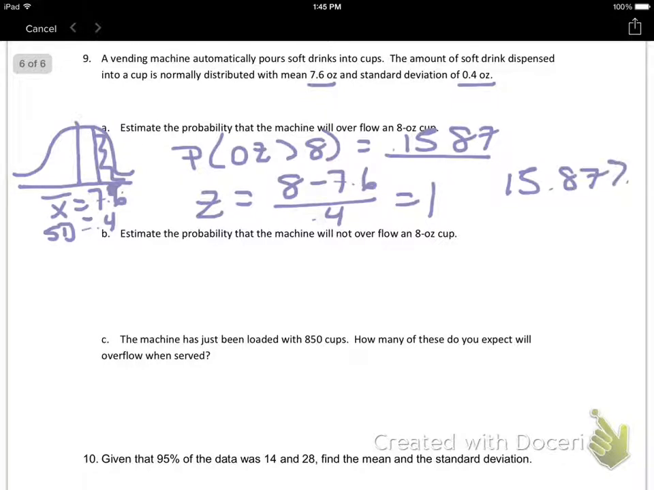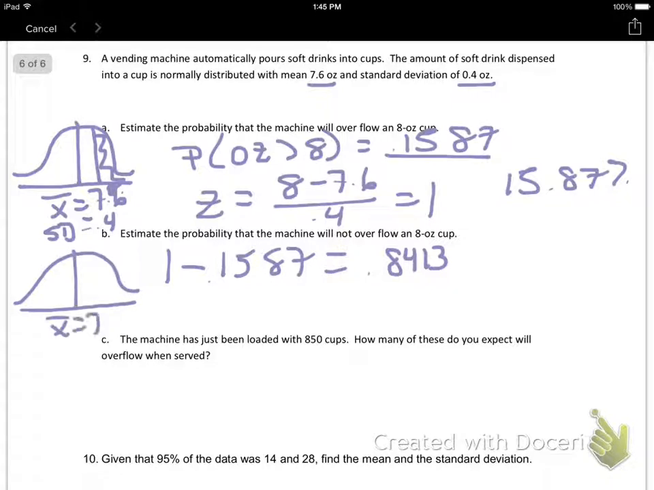Okay, estimate the probability it will not overflow an 8-ounce cup. So that's going to be 1 minus 0.1587. And so what's that going to be? 84 something? So that's going to be 0.8413. Okay, I guess I should do the math for that.